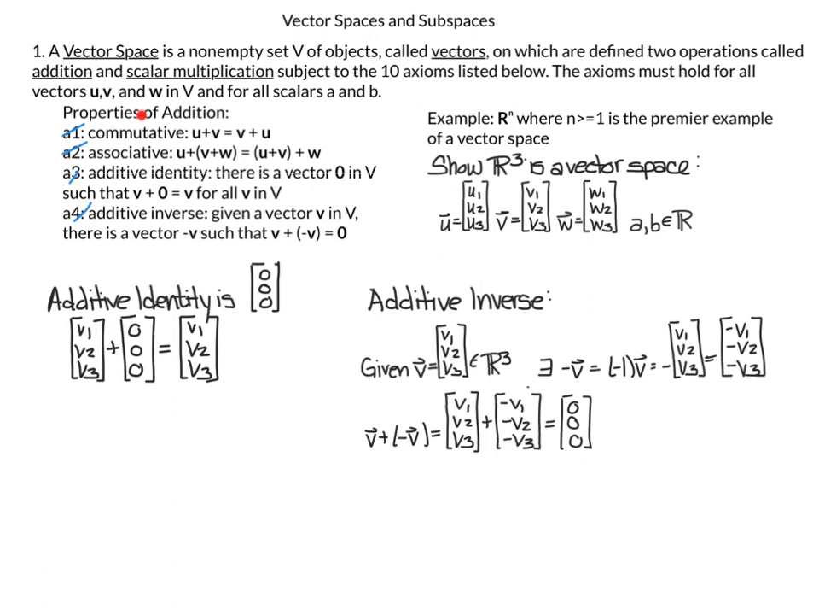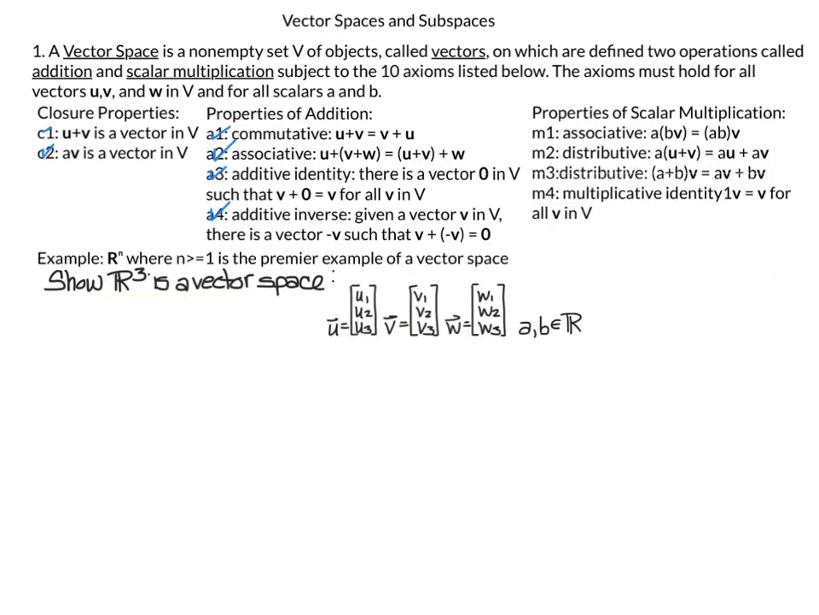It's interesting because these two were showing the existence, that there exists an additive identity and there exists an additive inverse, so we just need to demonstrate that we can find it. Here, the demonstration isn't just saying there exists a 0, but showing what the 0 looks like. Same thing with the additive inverse, we show what the additive inverse looks like. So far we've done our closure properties and our properties of addition. We now need to go to properties of scalar multiplication.